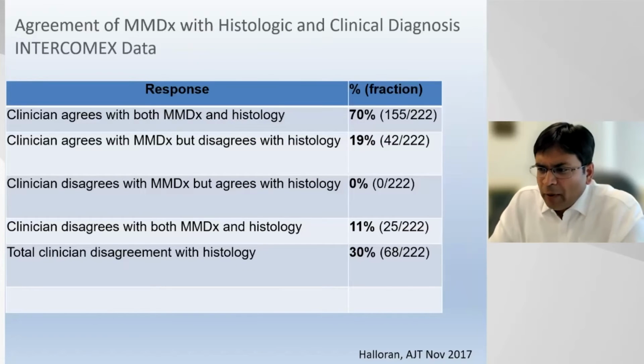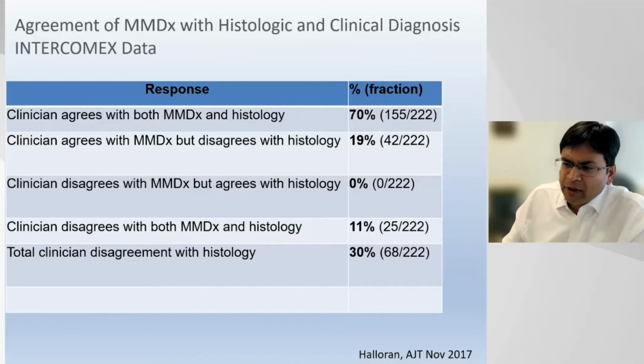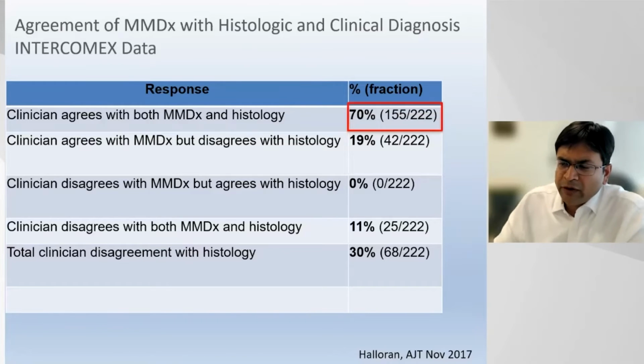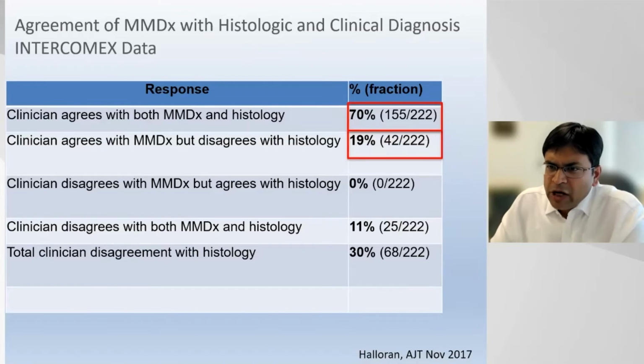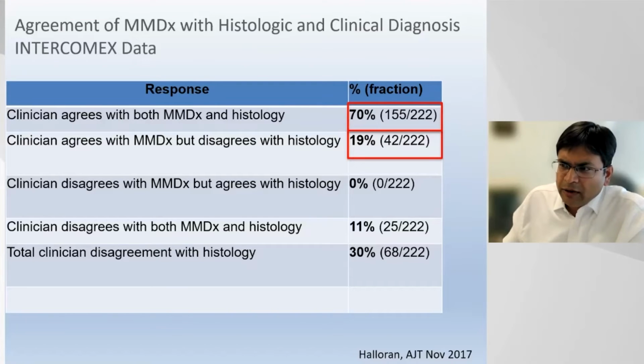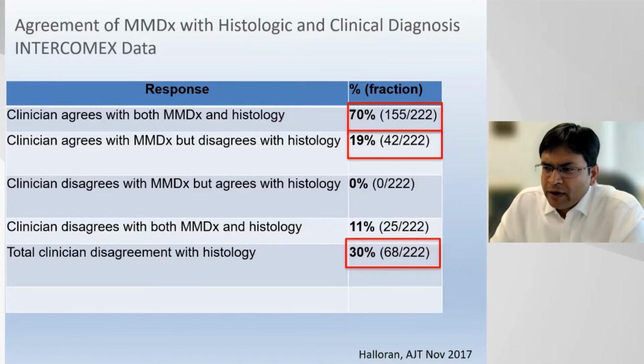So in the INTERCOMEX extension study, when we asked clinicians about the agreement of MMDx with clinical diagnosis, around 70% of the time, the clinician agreed with both MMDx and histology diagnosis. Around 20% of the time, the clinician agreed with MMDx, but not with histology. And then that brings out to a total of 30% disagreement with histology overall in this paper. So what do these disagreements mean?